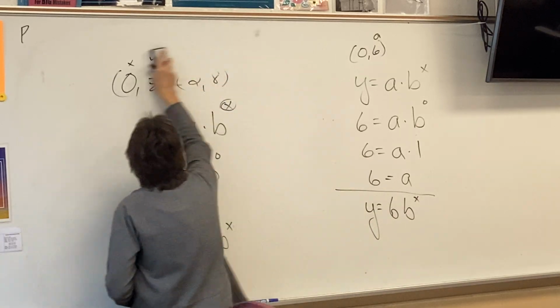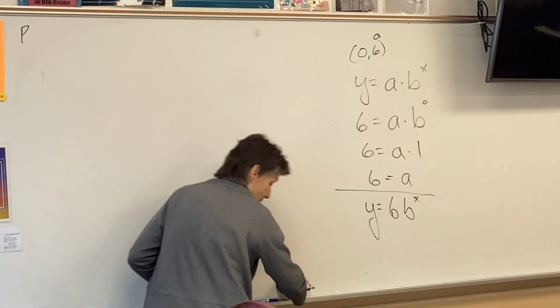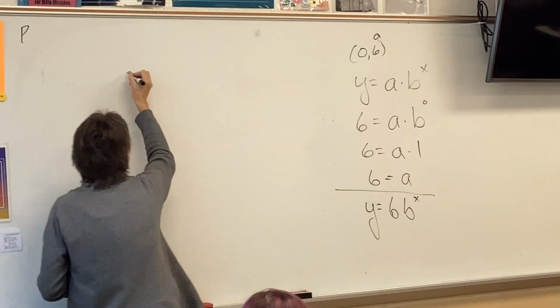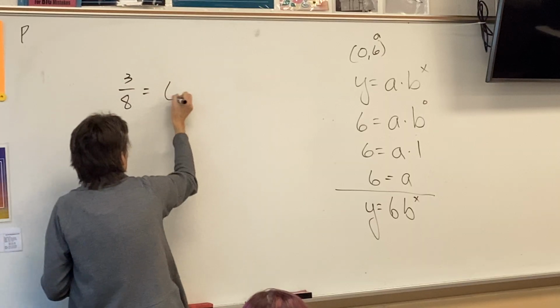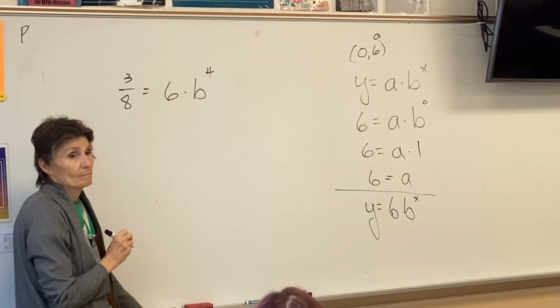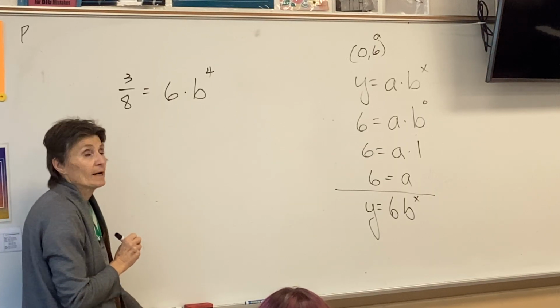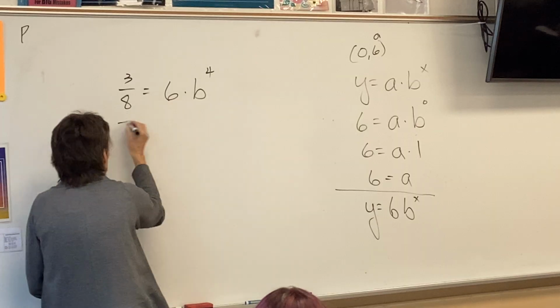So 3/8 equals 6 times b to the 4th. You gotta divide by 6. I gotta divide by 6.